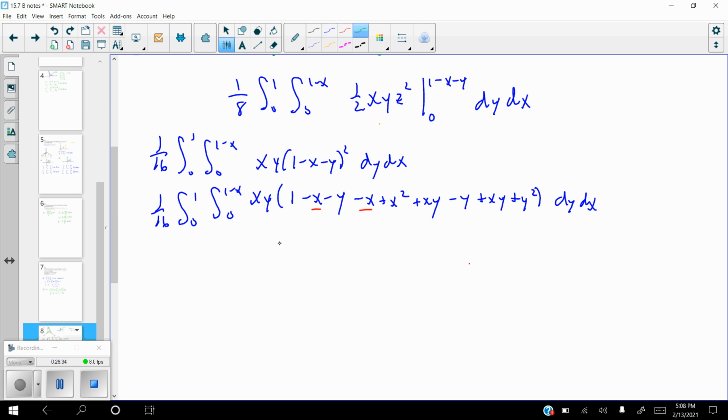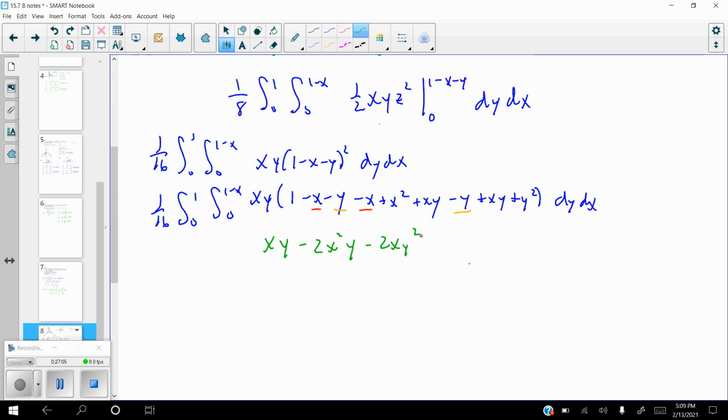I'm going to do the xy times the 1. It's the only constant. So I am going to do xy. And then with the underlined red pieces, I'm going to get minus 2x squared y. Okay, and then I have to do the y pieces, and I've got two of those. So that's going to give me a minus xy squared twice, so that'll be minus 2xy squared.